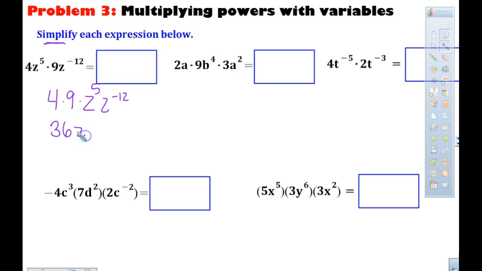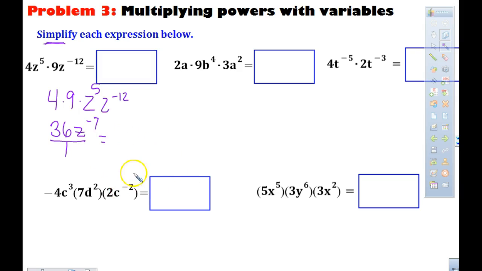And we're going to add our exponents, Jordan, and I get z to the 5 plus -12 is going to give me z to the negative how much? -7, okay? So, I'm going to put this over 1, right? Because I got those negative exponents. Negative exponents tell us, everyone, to do the reciprocal.